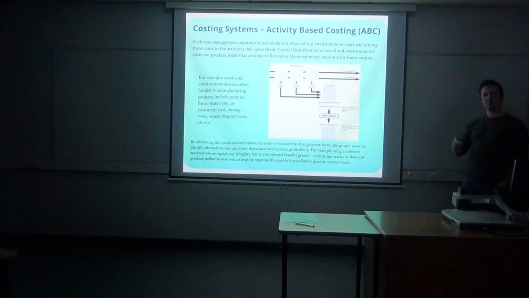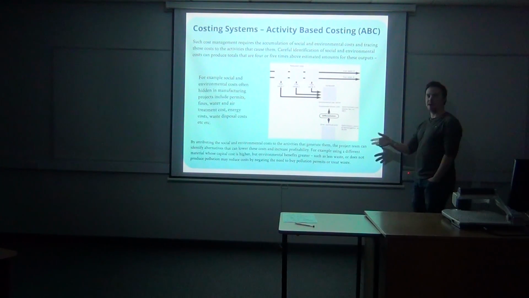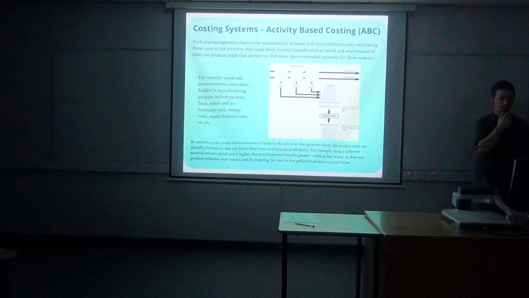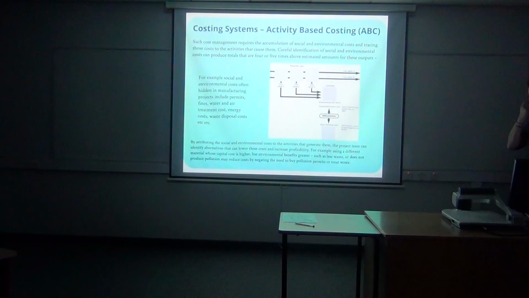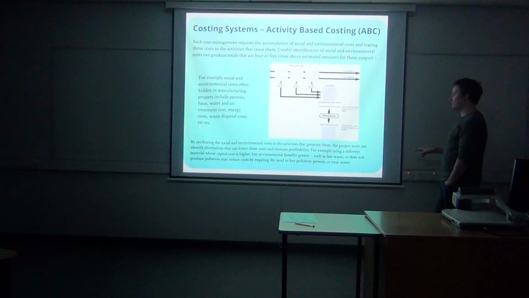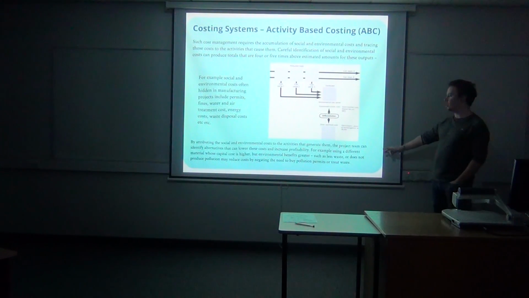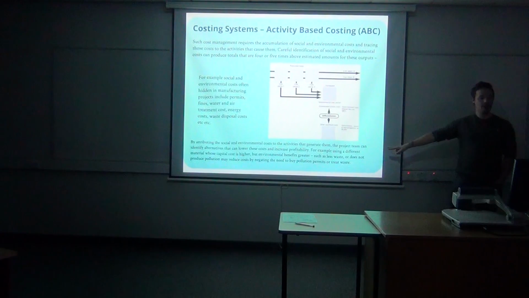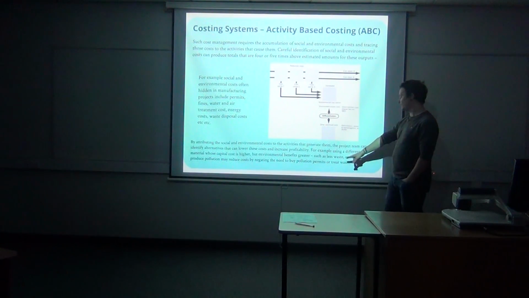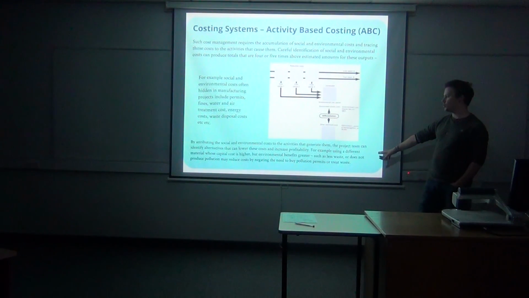Once we've done that, the product may look less economically viable and it may make a more sustainable option look more viable. So by attributing the environmental costs of the activities, the project team can identify alternatives that lower these costs and increase productivity. For example, using different materials, your capital cost is higher, but the environmental benefits are greater, such as less waste or does not produce pollution.